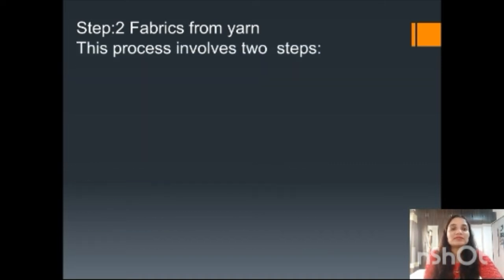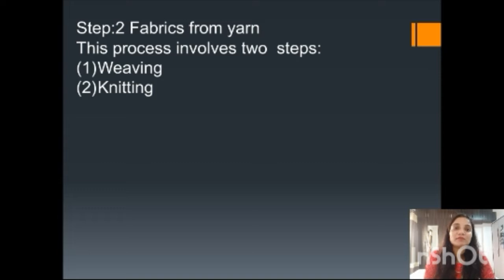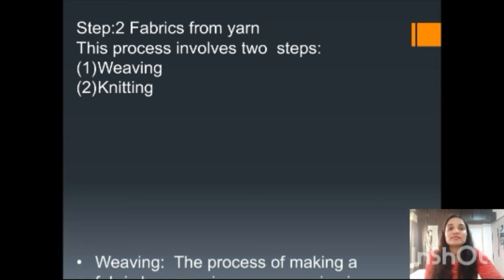In this process two steps are involved. The first one is weaving and the second one is knitting. Both the processes make fabric. With the help of weaving and knitting we can make fabric, but weaving is done with more than one yarn, and knitting is done with only one yarn. First we will see weaving.